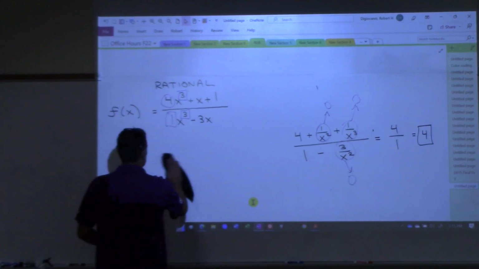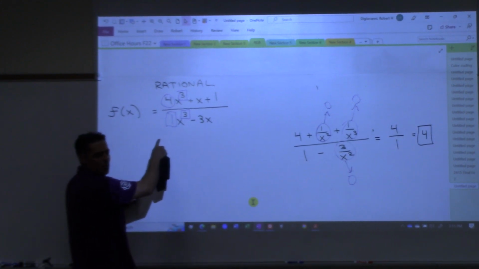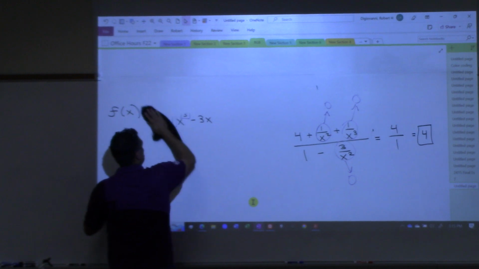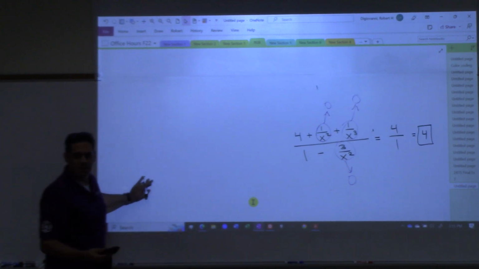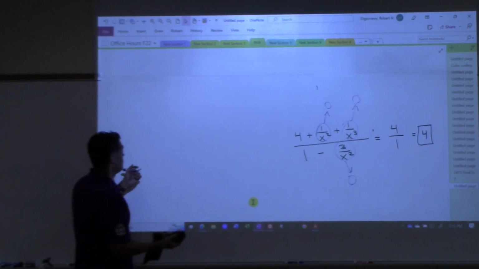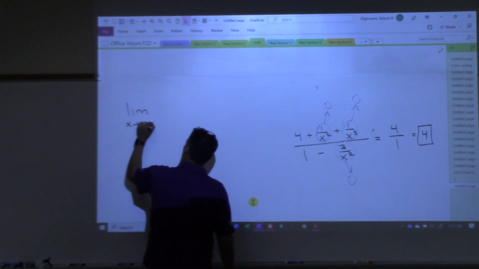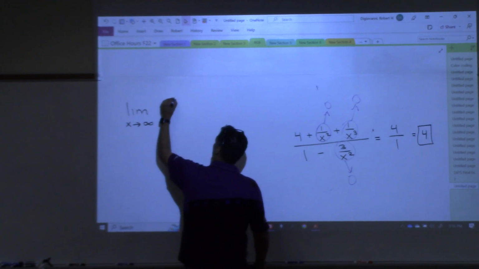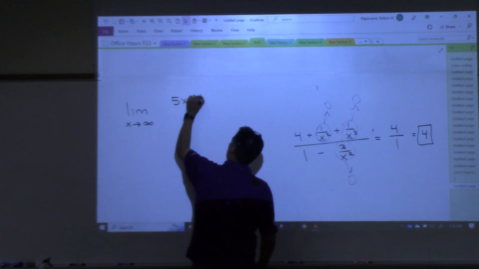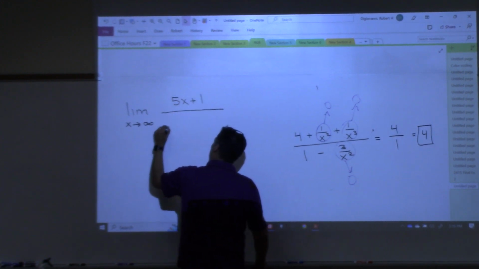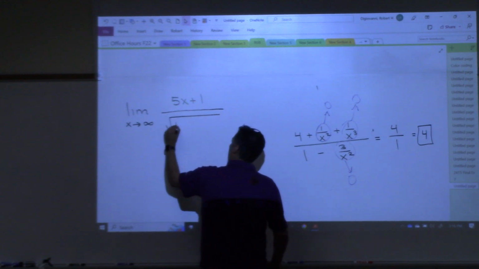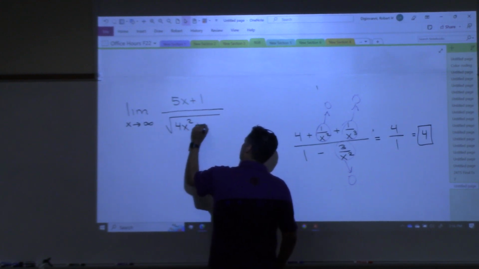So now, why don't we just do that then, right? Why go through all the work? Well, because not every function that we see in calculus is rational. It's not a rational function. So let's do this one. Limit as x goes to infinity of 5x plus 1 over the square root of 4x squared plus x.